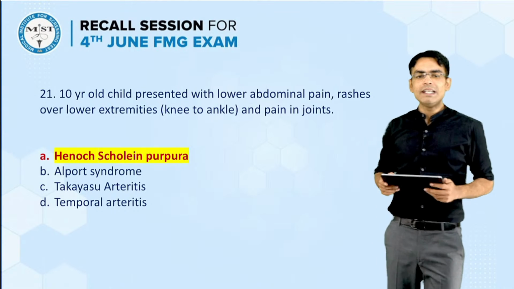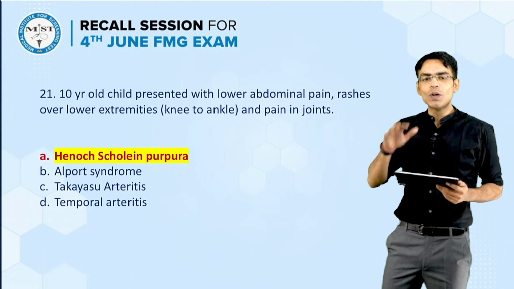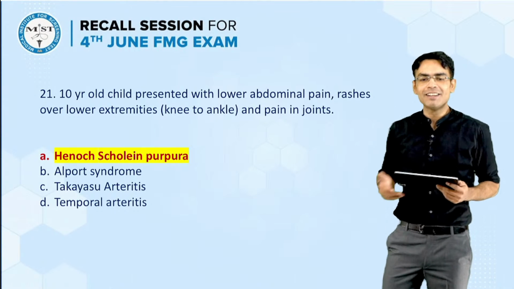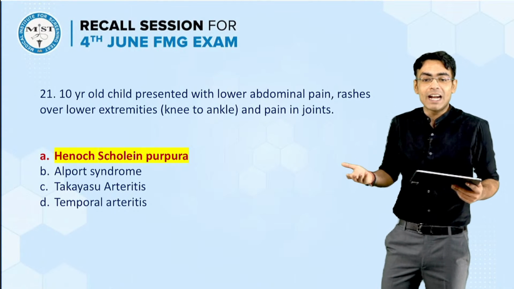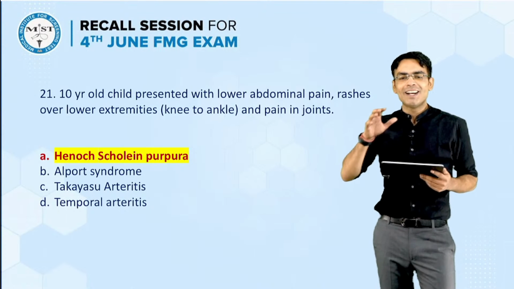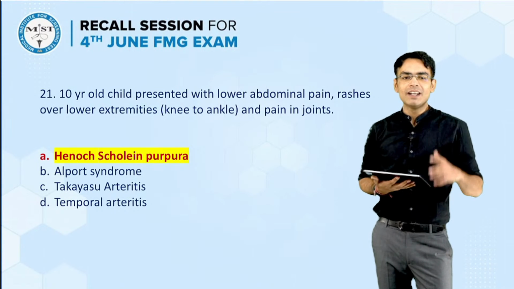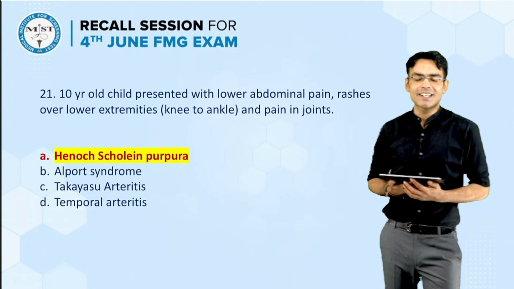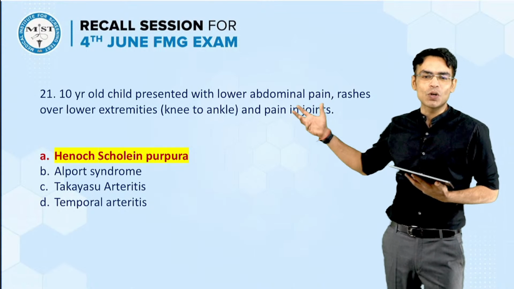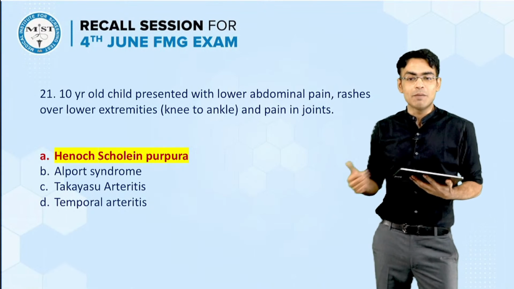21st question: a 10-year-old child presented with lower abdominal pain, rashes over the lower extremities, from the knee to the ankle, they had mentioned, and pain in joints. So again, by the options which they had given, obviously you can understand that this is a case of Henoch-Schönlein purpura. Henoch-Schönlein purpura is the most common vasculitis in a child, number one.